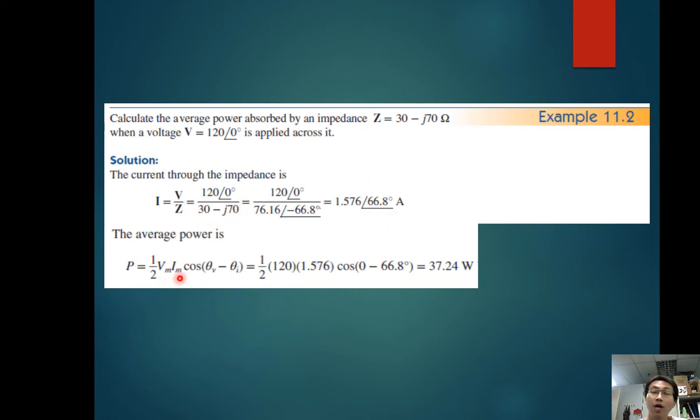So come back to here. Do I have Im? Yes, 1.567. Cos, I copy. Theta v, where is it? Theta v is this one, 0. So I copy 0. Theta I is 66.8, so I copy 66.8. Then I found that this is my average power, 37.24.